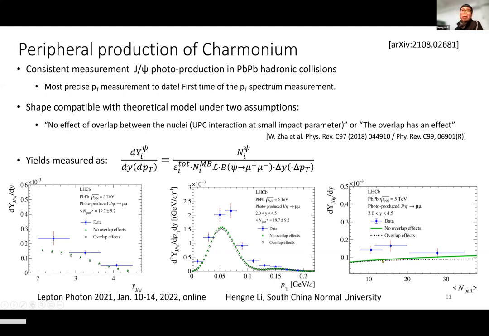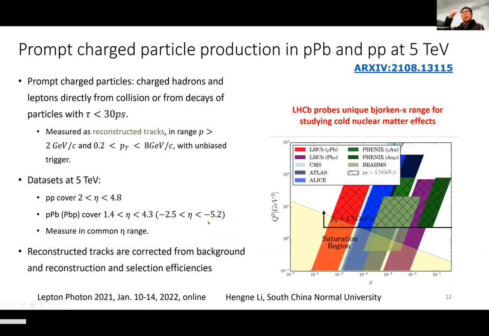Okay, basically you can see they don't fully agree with each other, but considering the uncertainties, it shows a good agreement with the theoretical predictions. All right, now let's move to the third analysis.